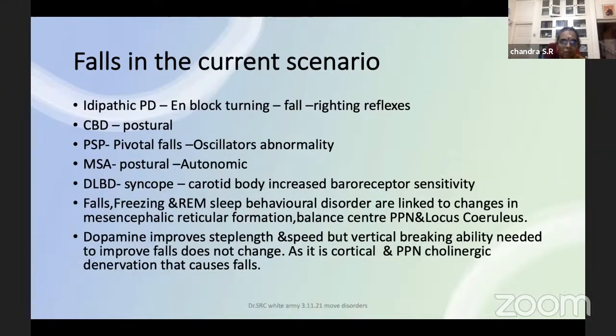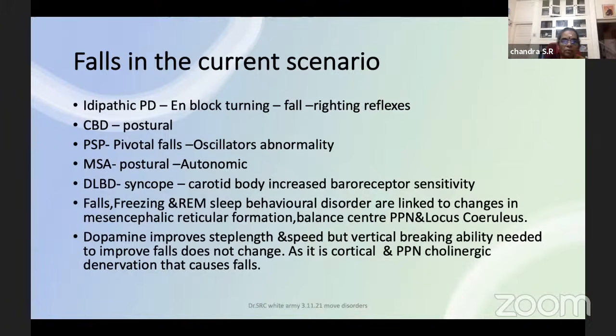We saw the neurotransmitter in the mesencephalic reticular formation is acetylcholine. And the structure involved, locus coeruleus, is noradrenaline. So these are the neurotransmitters and these are the structures. That is why falls are resistant. So patients will be concerned. So unfortunately, the drugs are not helping. You have to use other protective effects against falls.